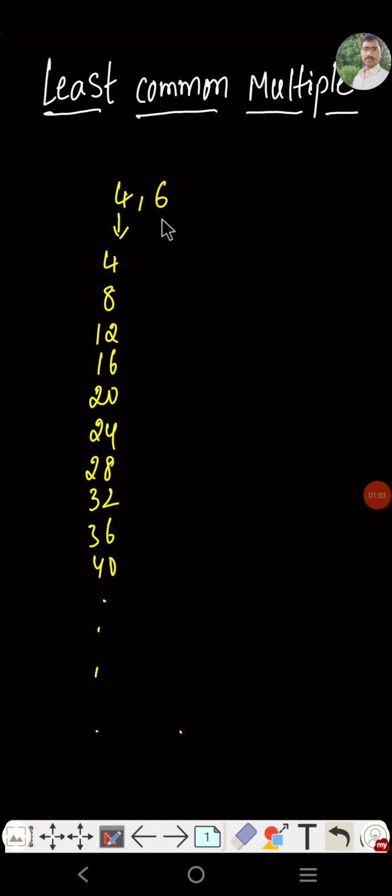Now write down the multiples of 6 also. 6 ones are 6, 6 twos are 12, 6 threes are 18, 6 fours are 24, 6 fives are 30, 6 sixes are 36 and so on.